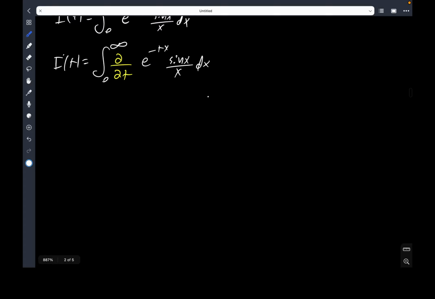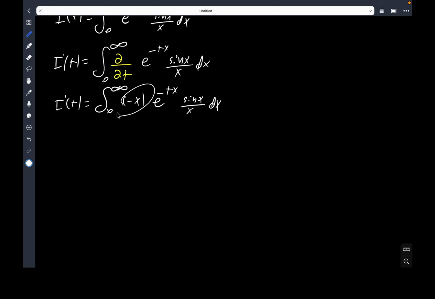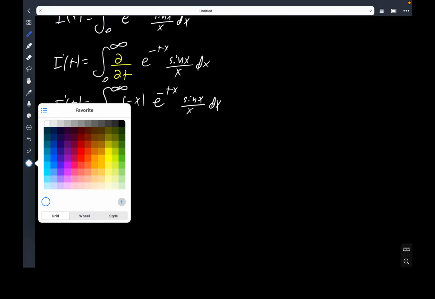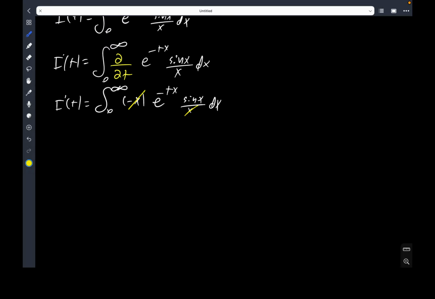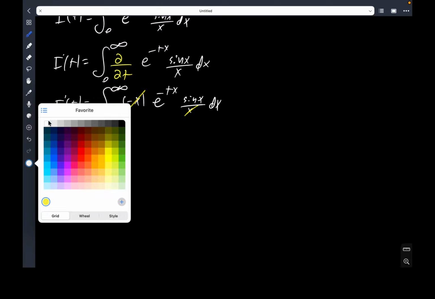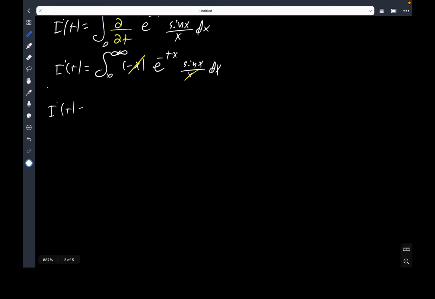Okay, good. Now, if I take the derivative partially with respect to t here, my I prime of t is going to be the integral from 0 to infinity of negative x e to the negative tx sine x over x dx. And this x and this x here, I'm going to cancel away, which means that my I prime of t is the integral from 0 to infinity of negative e to the negative tx sine x dx. Now this integral is really easy to solve.